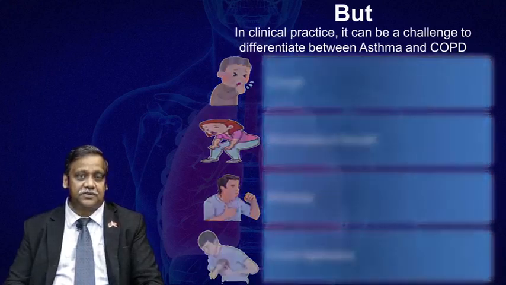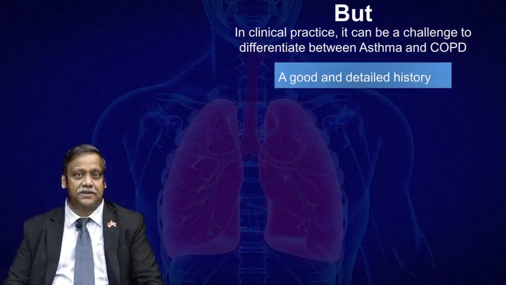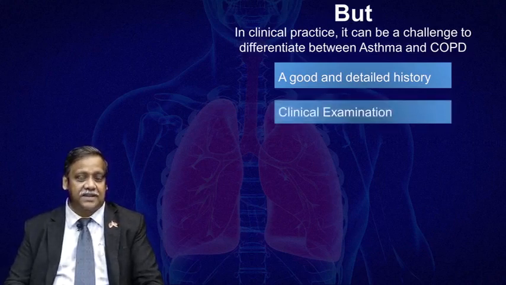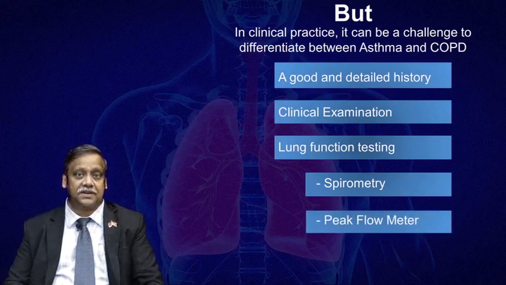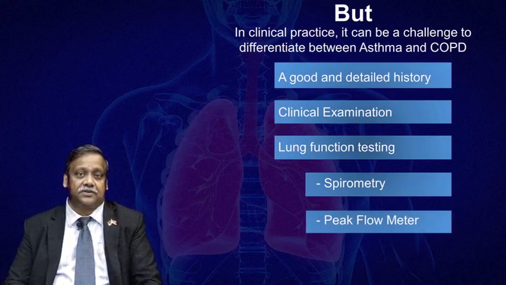So first and foremost, you must take a good and detailed history, because that is going to give you a lot of clues whether this is asthma or COPD. This should be followed by a good clinical examination. If you look for certain signs and you find them, you know that this is more likely to be asthma or more likely to be COPD. And I'll share with you these secrets. And finally, if you have access to a lung function test such as a spirometer or a peak flow meter, then how to use these tools in not only making a diagnosis but also differentiating between asthma and COPD. So let us start with a good history taking.